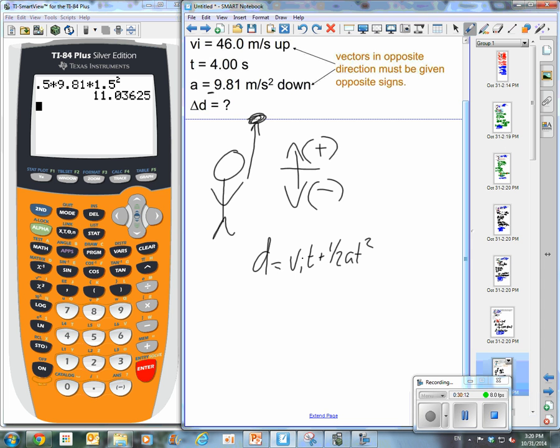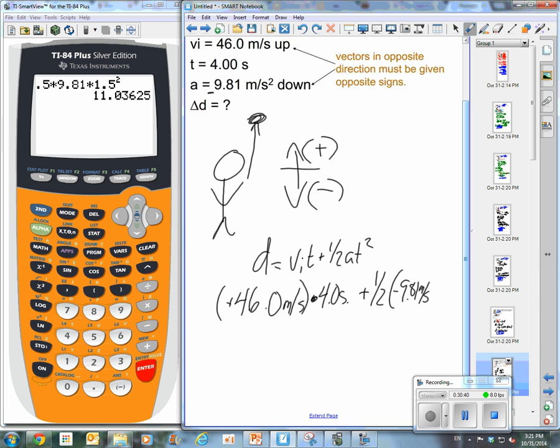So my initial velocity of 46 meters up was 46.0 meters per second. I'm going to multiply that by 4 seconds. Here we go, 4.0 seconds. Now notice this is a positive value here, okay? And that is multiplied by here, okay? Added to a half times the acceleration of negative 9.81 meters per second squared times, again, 4 seconds squared.